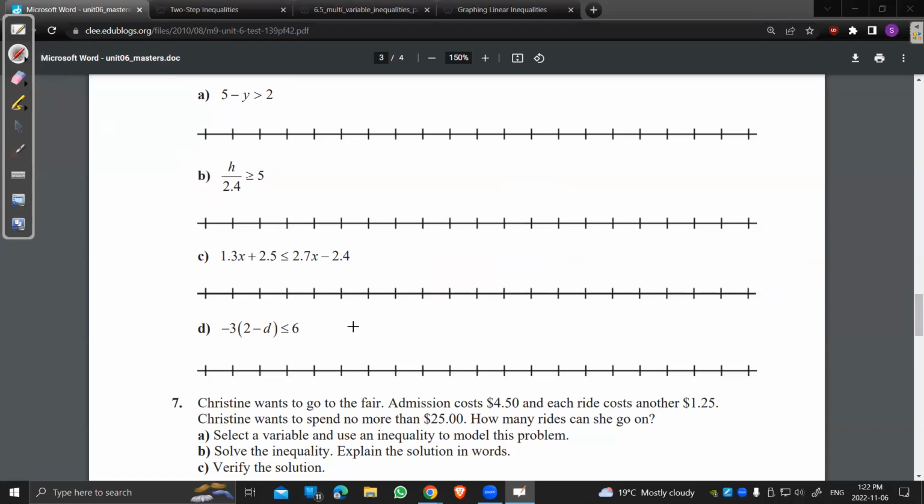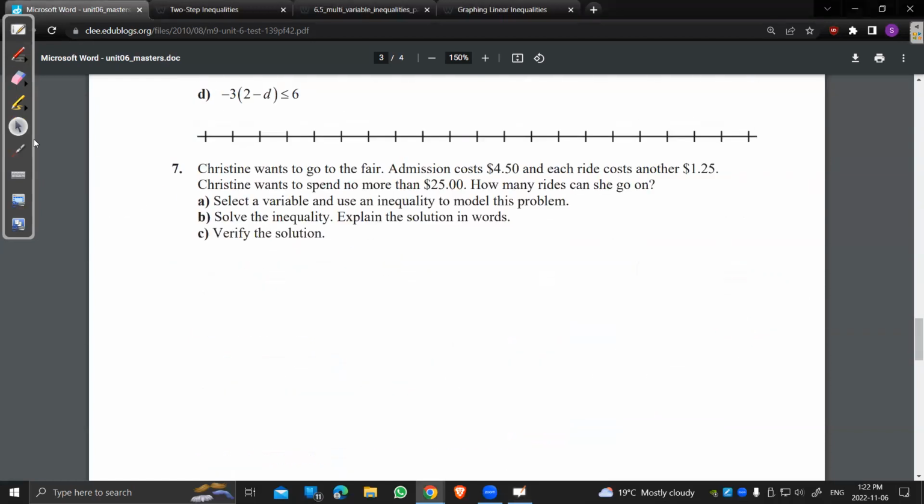You divide both sides by negative 3, so the sign is going to flip. Now what? We're trying to solve this for D. Subtract 2. Yeah, subtract 2, so negative D is greater than or equal to negative 4. What's the last step? Multiply by -1. Yes, so D is going to be less than or equal to positive 4. You can say this is 0, you can say this is 4. So less than or equal to means a closed circle, and then we go to the left, and we are done.